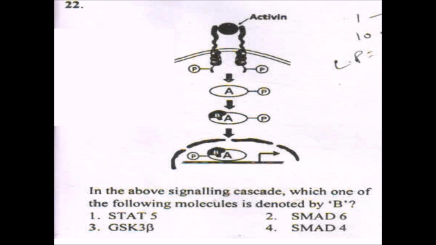Now move to the second question. This is a signaling pathway where a ligand, activin, binds to a receptor which is phosphorylated, and then it gives rise to another molecule A which is also phosphorylated, and when it combines with molecule B it is transported to the nucleus and regulates transcription. Before answering this question, I would like to explain what this pathway actually is.